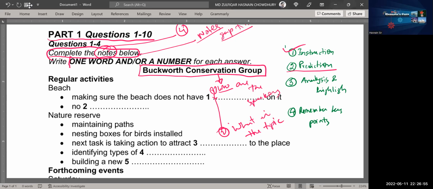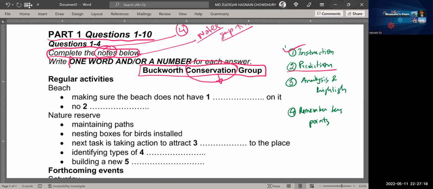So it says Buckworth Conservation Group. So conservation group is something about conserving, preserving, saving, protecting. So it's a group. They will be protecting or they will be conserving something. So it says Buckworth Conservation Group.